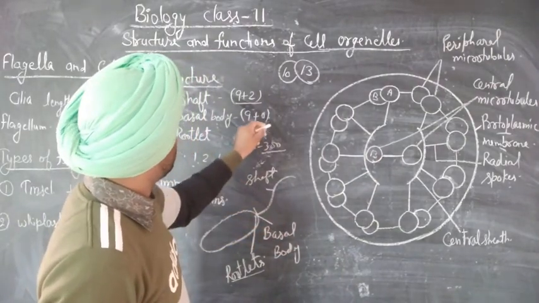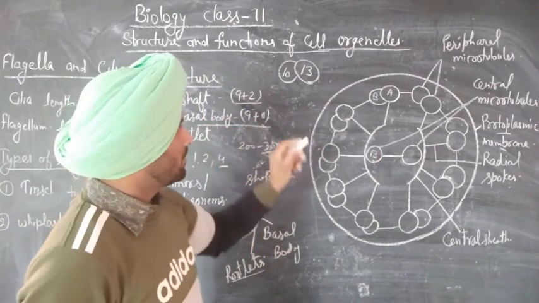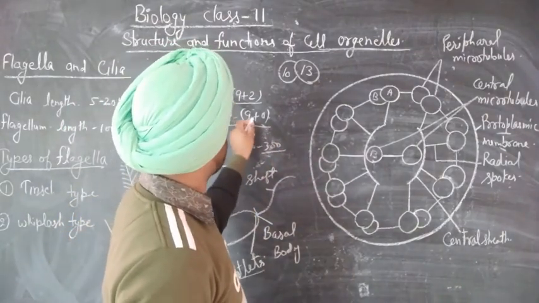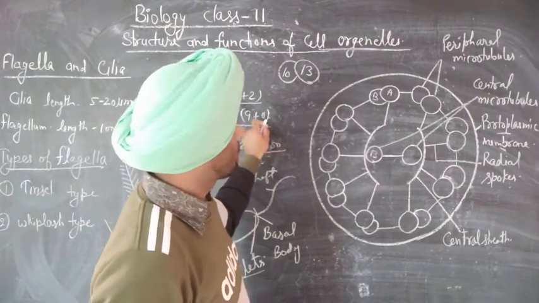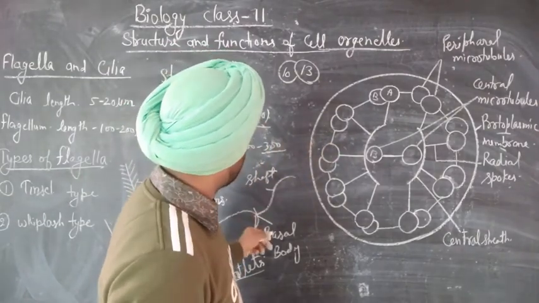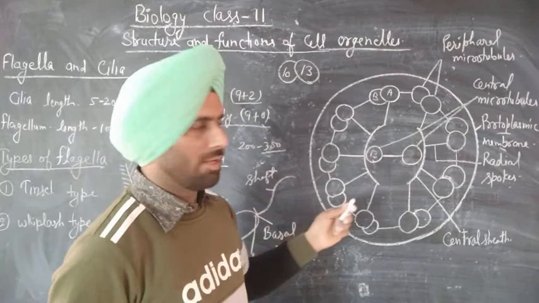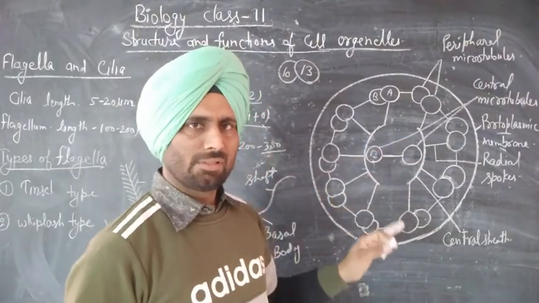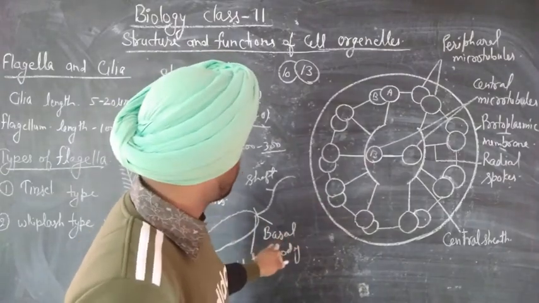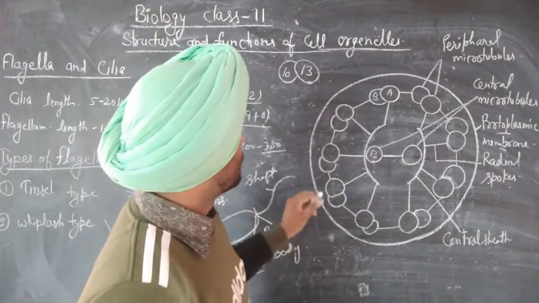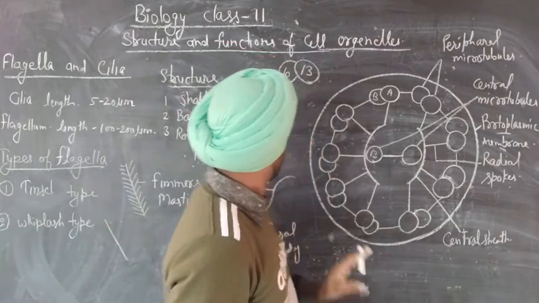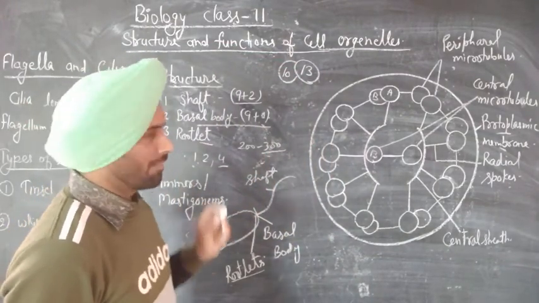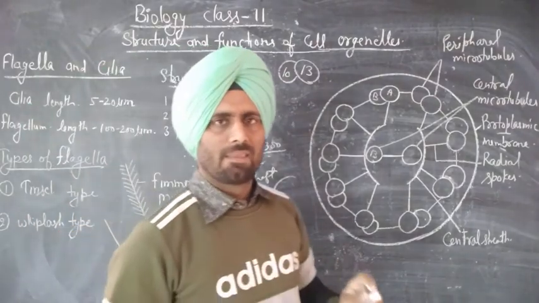So in the basal body, the arrangement of microtubules is seen as 9 plus 0, because in the structure of the basal body, the central microtubules end. They are not found in the basal body. Okay. So this is the structure of a shaft, the structure of cilium and flagellum.